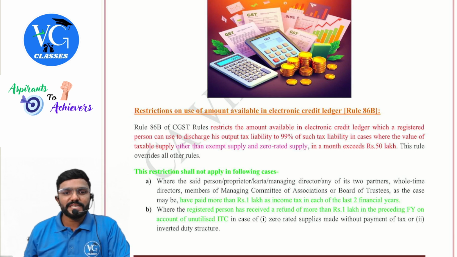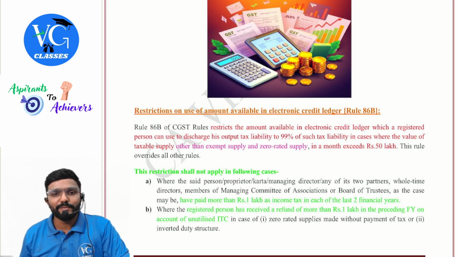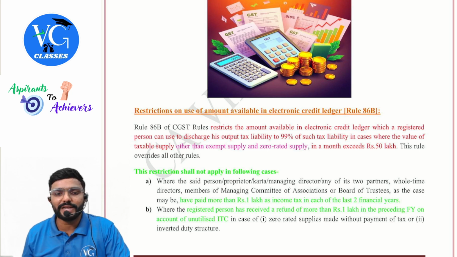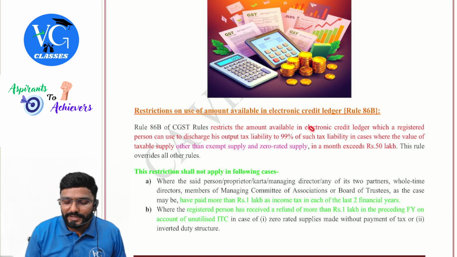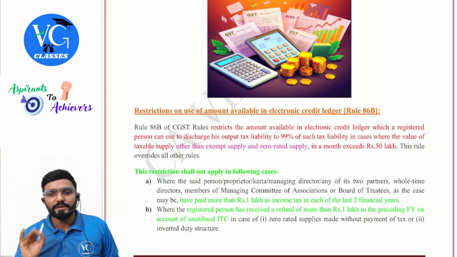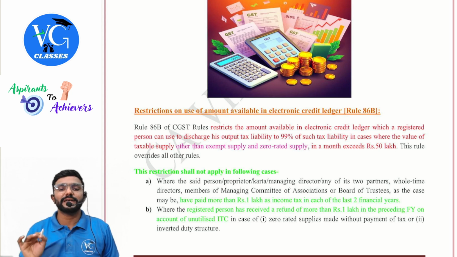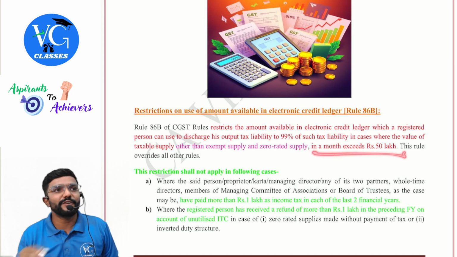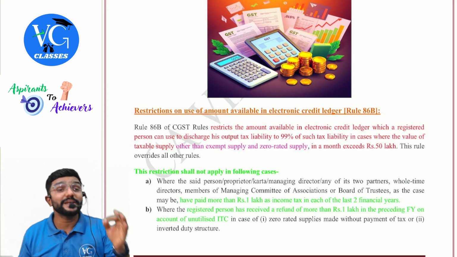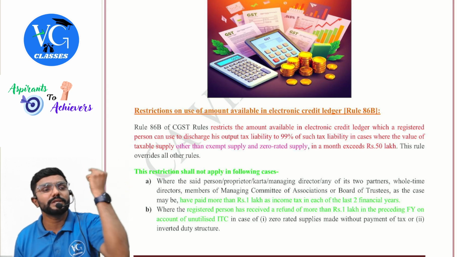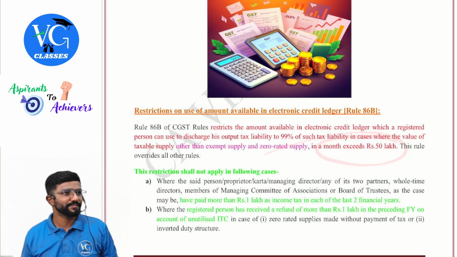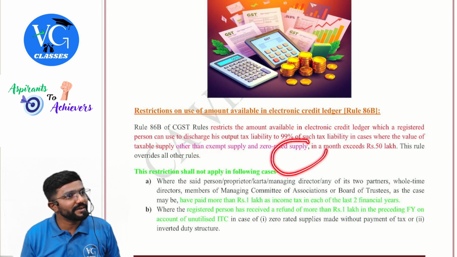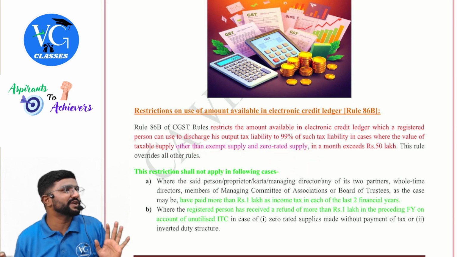Rule 86B of CGST rules restricts the amount available in electronic credit ledger, which a registered person can use to discharge his output tax liability, to 99% of such liability in case where the value of taxable supply other than exempt supply and zero rated supply in a month exceeds 50 lakh. So your taxable supply in a month is more than 50 lakh, other than exempt and zero rated. Actually, zero rated supply is a taxable supply, but here they are asking you to exclude it.